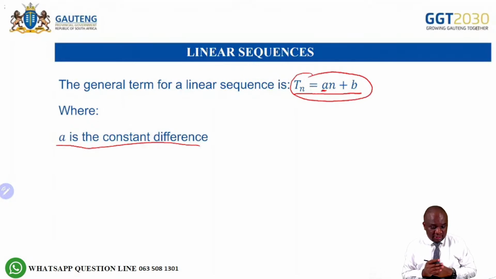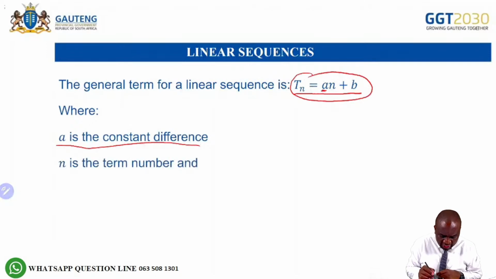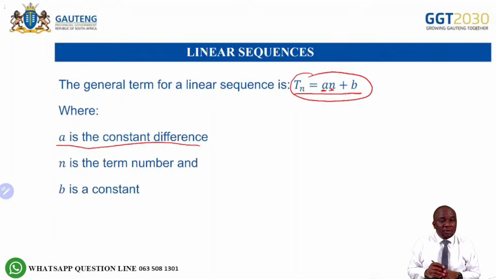I won't give you time to write this at the end. We'll move on after this slide. Where A is the constant difference. So when you're given a sequence, you will have to find your constant difference first. And then N is the term number. B is the constant. A constant is a number without a variable, like -2, -3, 3, 4. Those are numbers without what? Variables. And then I left out Tn. Tn is your term, the term in the sequence.